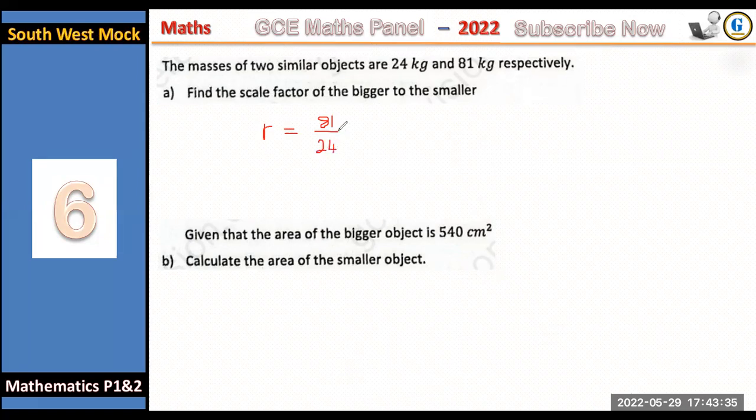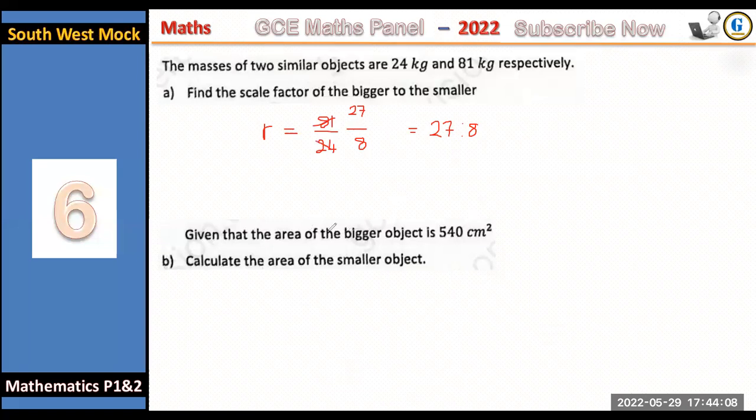So this is a scale factor, but can we cancel out? Yes. 3 here, 27 times. 3 into 24, how many times? 8 times. So this is the scale factor. The scale factor can also be written like this: 27 is to 8. So big is to small is equal to 27 is to 8.